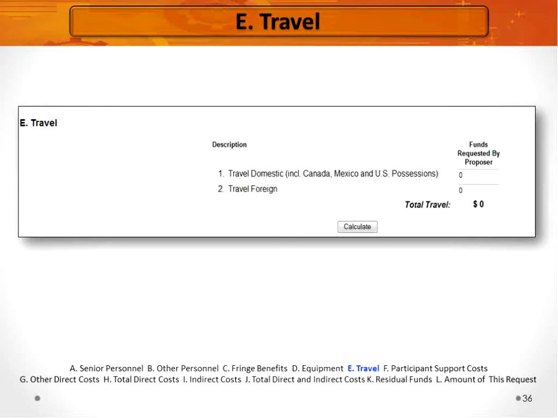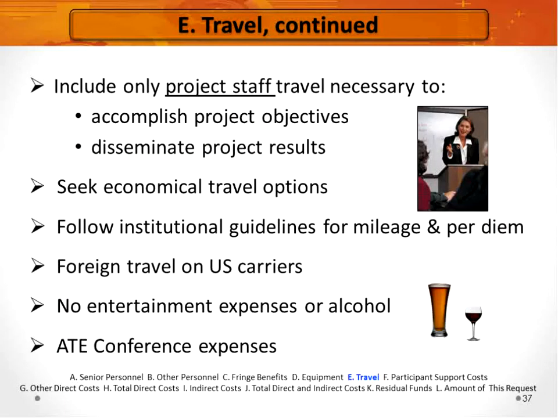From equipment, I'd like to talk about travel. So this travel line is only to be used to budget for travel costs for project staff or college personnel that may not be project staff but are traveling to help accomplish your project objectives. So for example, faculty members that need to attend a professional development meeting to be able to test project-generated materials in their classes.